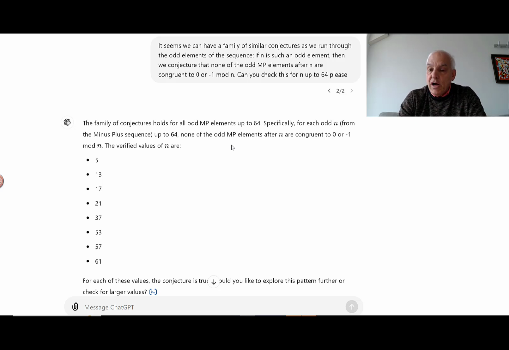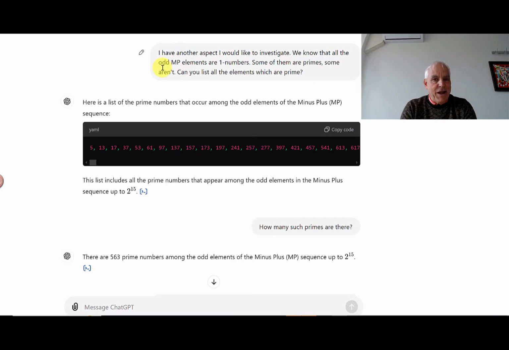Specifically for each odd n up to 64, none of the odd MP elements after n are congruent to 0 or -1 mod n. And here are the verified values that it's given me. Okay, so now I want to turn to another aspect of things.